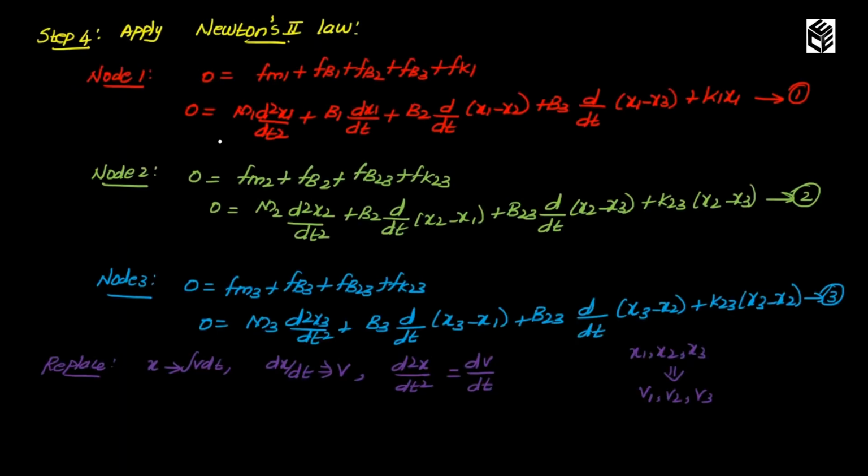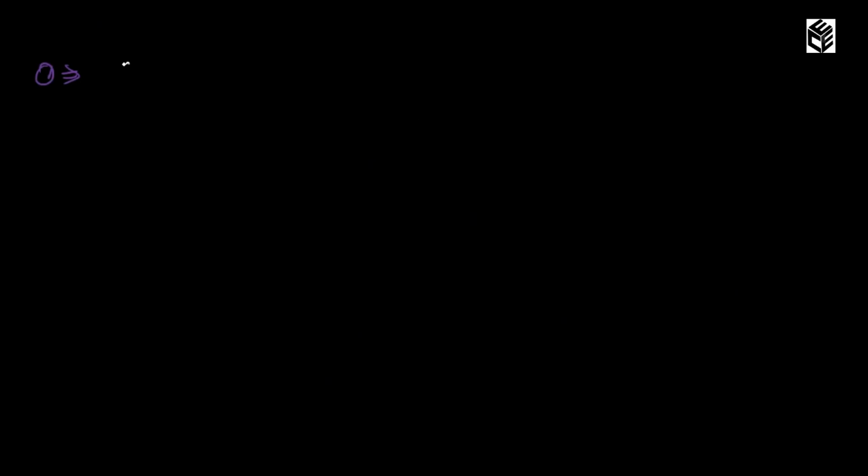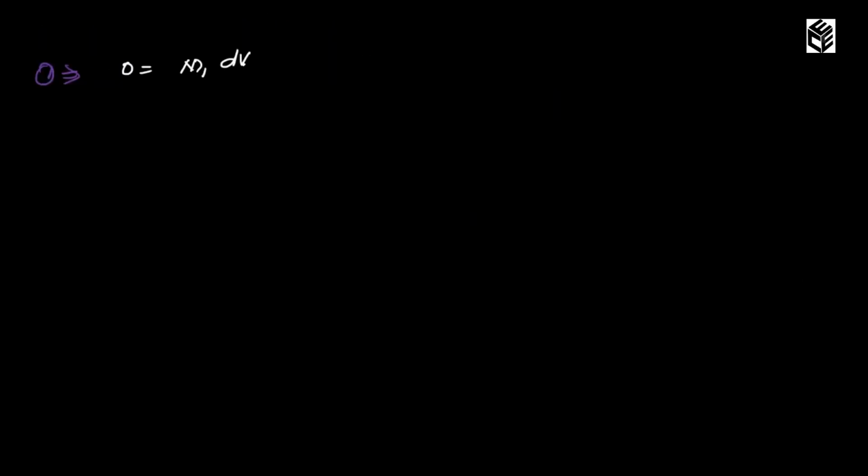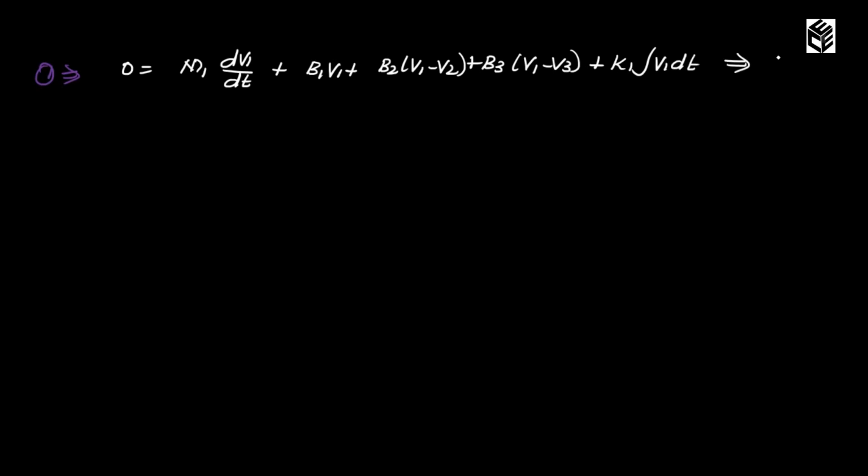I am going to replace the first equation as 0 is equal to m1 into, what is d square x1 by dt square? dv1 by dt. So m1 dv1 by dt plus b1 into v1 plus b2 into (v1 minus v2) plus b3 into (v1 minus v3) plus k1 into integral of v1 dt. I am going to take this as equation number 4.